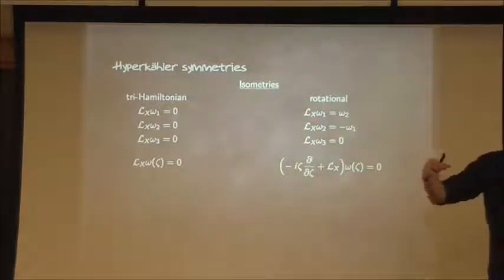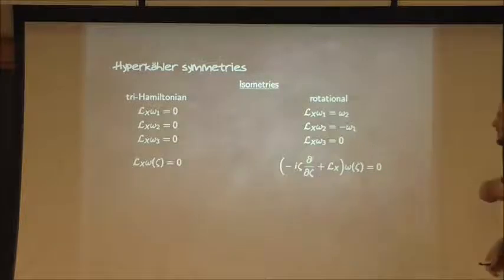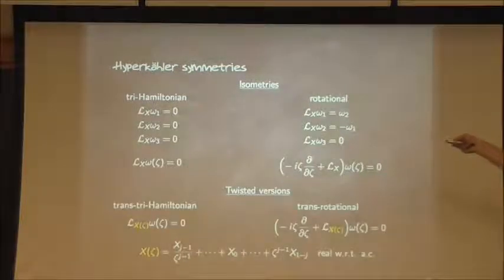And now I'm going beyond isometry. So I want to define the twisted versions of these symmetries. So this is what's non-trivial now. I'm going to call them trans-tri-Hamiltonian and trans-rotational symmetries. And the only difference is that now I allow the vector field X to depend on the fiber holomorphically in this way. So now instead of having a single generator here, I have 2j+1 generators, which are denoted x_{j}, x_0, and so on here. And they are related by some sort of relationship like that, so not all of them are independent.